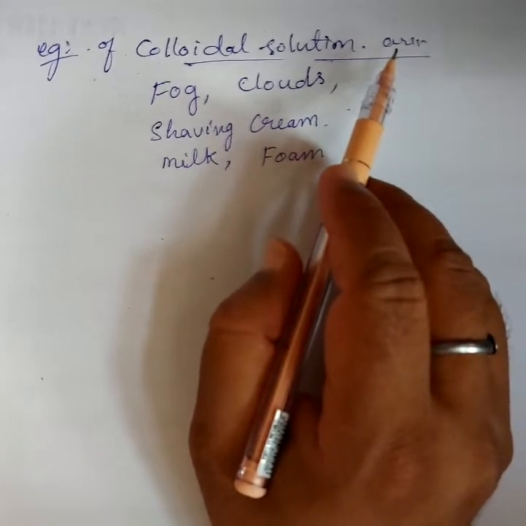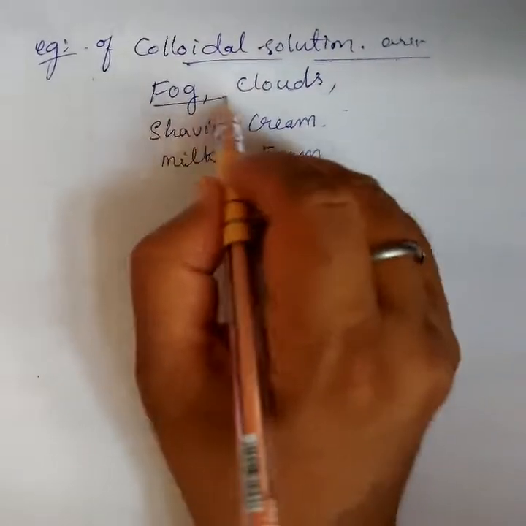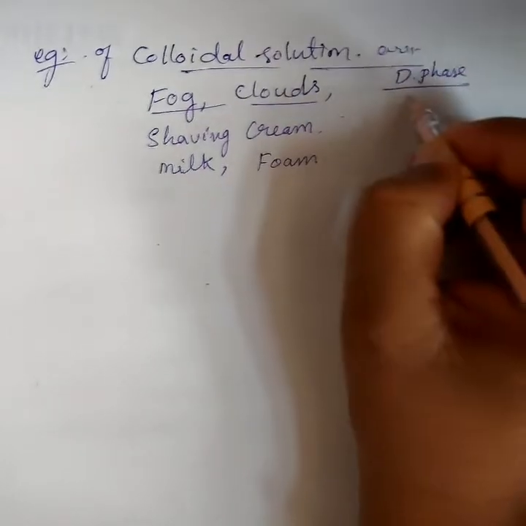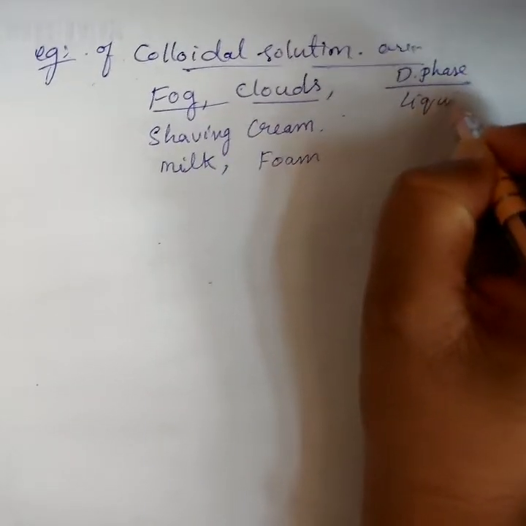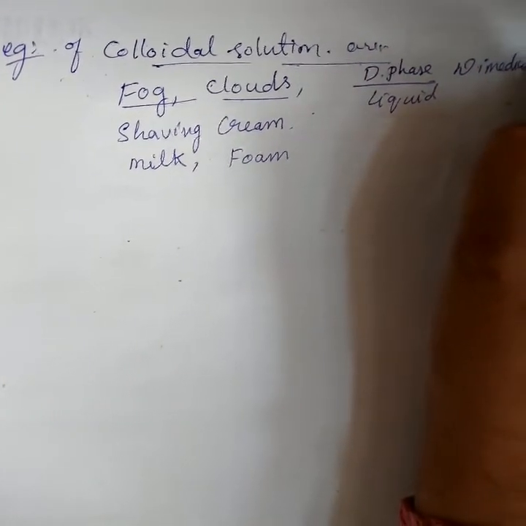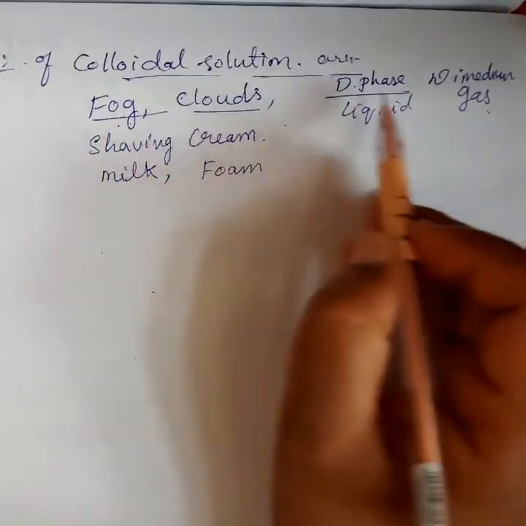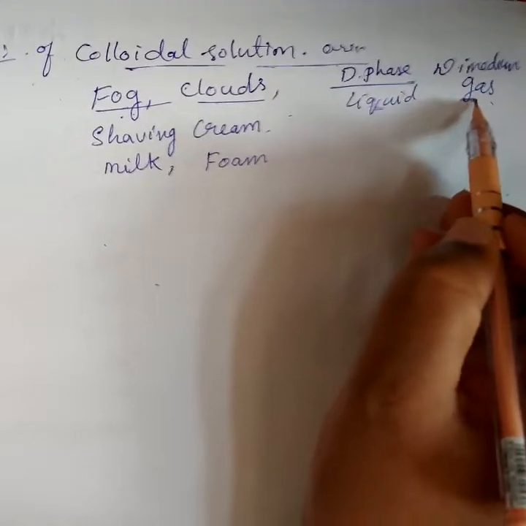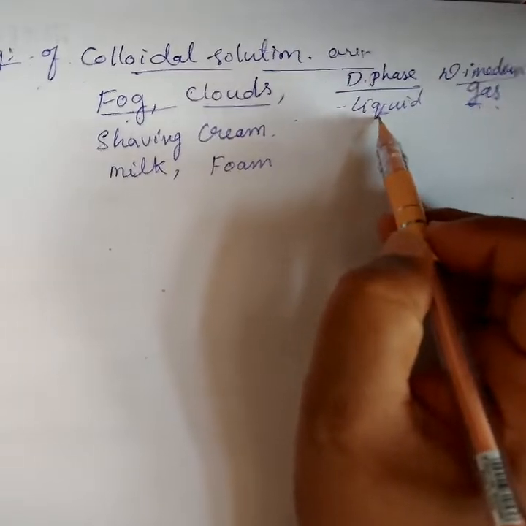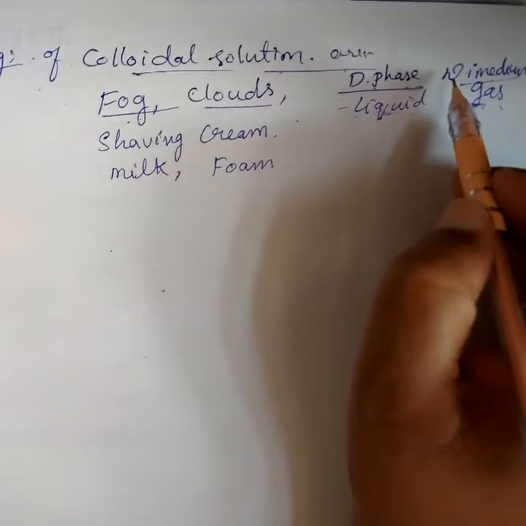So there are two components, the dispersed phase and the dispersed medium. In fog or in clouds, which one is the dispersed phase? The dispersed phase is liquid and the dispersed medium is gas. How is fog formed? By moisture and a mixture of gas, that is, the dispersed medium is gas and the dispersed phase is liquid. So combining the liquid and the gas, the dispersed phase and dispersed medium, a colloid forms.